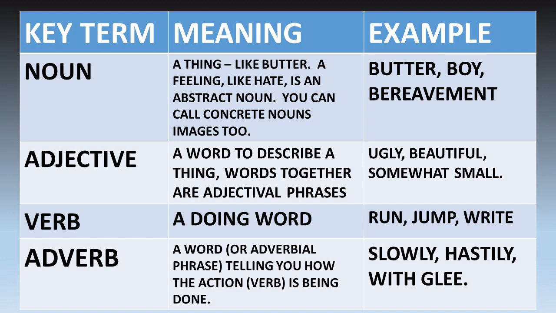Adjectives, they are words to describe things. Words together are known as adjectival phrases, and there are some examples: ugly, beautiful and somewhat small. Together, somewhat small, those two words work as an adjectival phrase. A verb is a doing word: run, jump and write. Then we've got adverb. That's a word or adverbial phrase telling us how the action, a verb, in a sentence is being done. And there are some examples: slowly, hastily and with glee. With glee is an adverbial phrase.